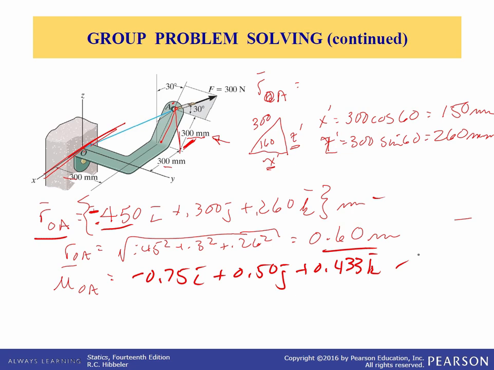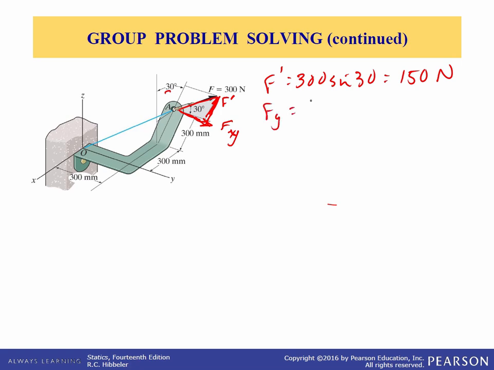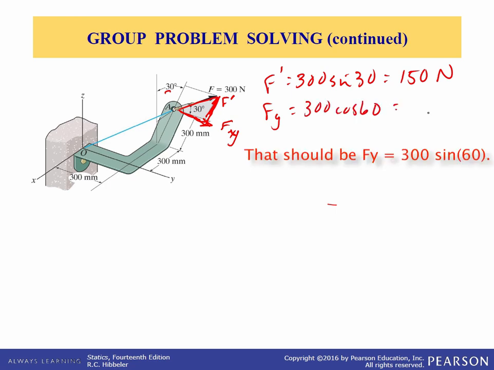The next thing we need to do is to resolve F into its Cartesian form. So to do that, I'm going to realize that there's a triangle here, and this component right here is F in the X direction, F in the y direction. And this component right here I'm calling F prime. F prime is in the xz plane at an angle of 30 degrees from the z-axis. So I can write that F prime is equal to 300 times sine of 30, or 150 newtons. And F sub y is equal to 300 cosine of 60, which is 259.8 newtons.